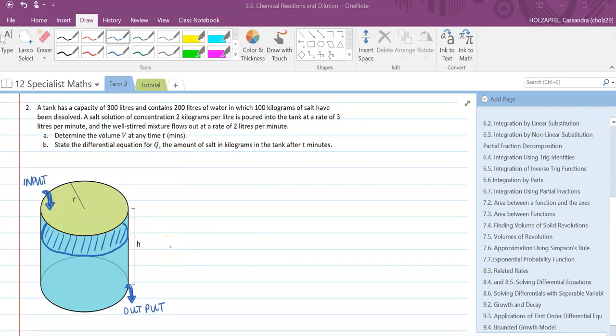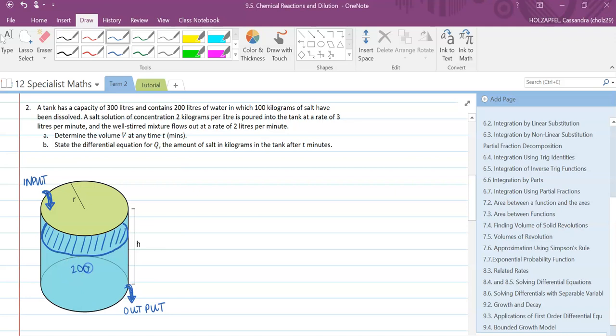This problem now is a little bit more complex. This is actually talking about the rates of two different things here. So let's go through and try to solve this. Again, we can think of this as an input versus an output problem, so there's going to be some sort of subtraction that we're going to have to perform. A tank has a capacity of 300 litres and contains 200 litres of water. Okay, so let's start writing this information down.